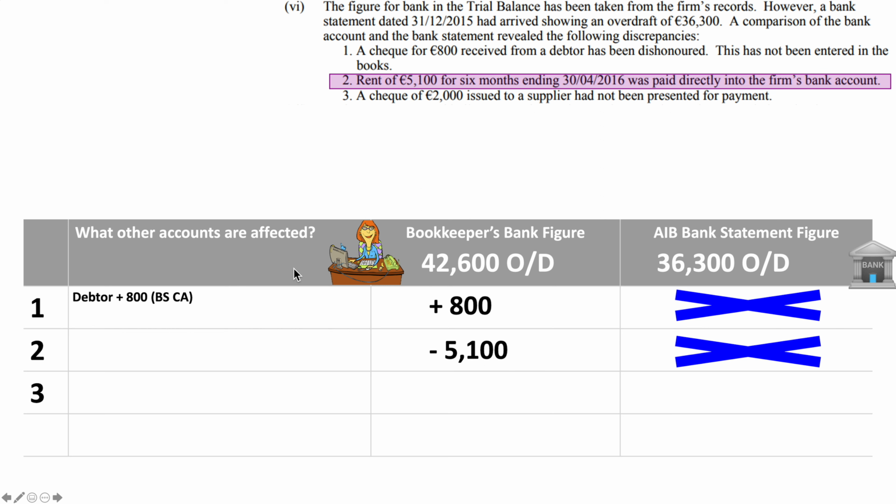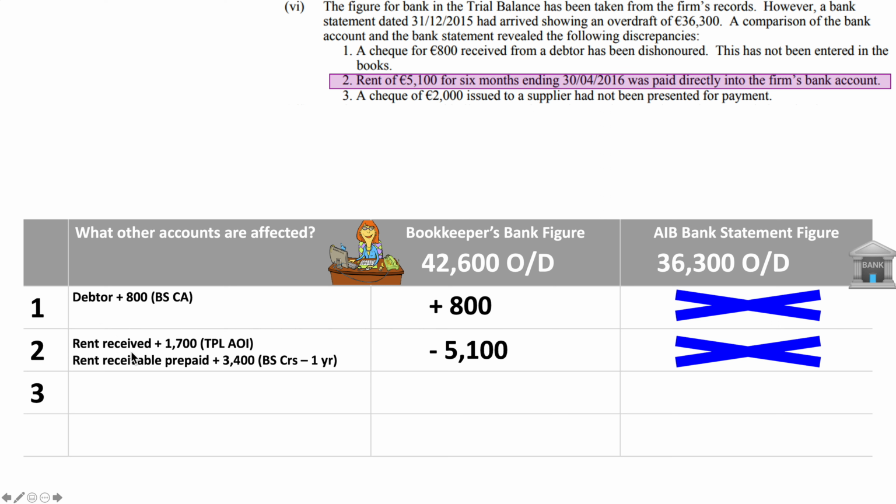Then what other accounts are affected? Well, if we've received rent of 5,100 for 6 months ending 30th of the 4th, 2016. Now remember, we're doing this for the end of 2015, and this is rent received. We're going to have rent receivable prepaid of 4 months. So 4 months for next year. Our tenants have prepaid us for 4 months of next year. And 2 months of this year. 2 months relate to this year.